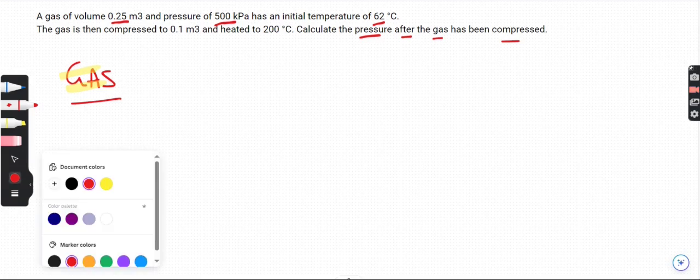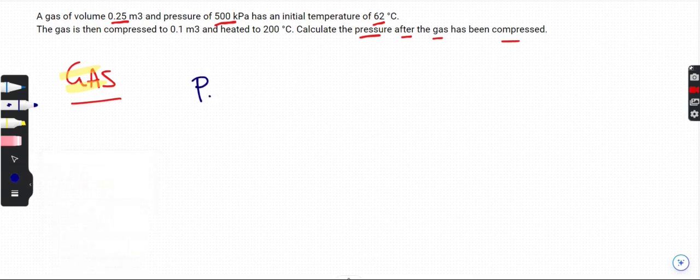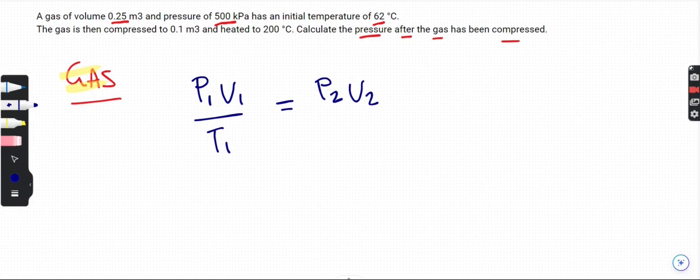So this is the law that you need. P1 V1 over T1. P is pressure, V is volume, T is temperature. That's before we do something. That's got to equal P2 V2 over T2. That's what we need. So we've got to write down what we know.